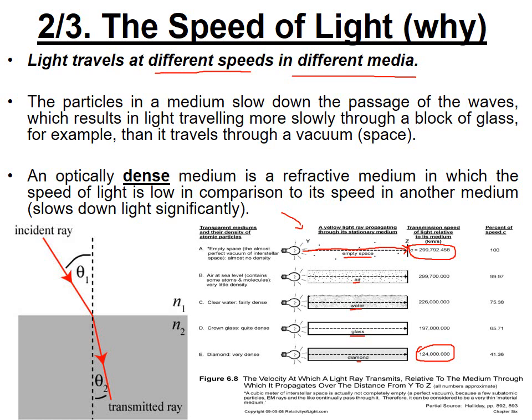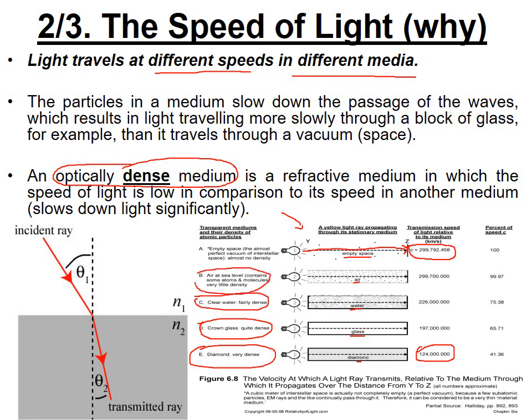A medium where light travels slow is called a dense medium, or an optically dense medium rather. So an optically dense medium is a medium where light travels slow compared to another. So for example, I could say that diamond is more optically dense than crown glass. I could say that clear water is more optically dense than air. I can say that air is more optically dense than space. So the slower light travels in a medium, the more optically dense that medium is said to be.